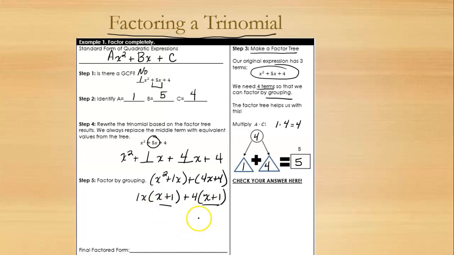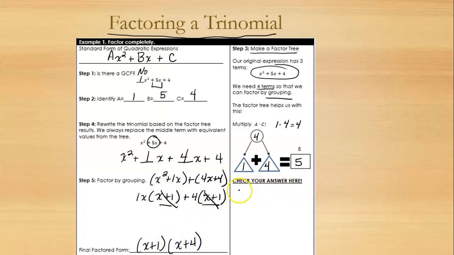Don't forget from last time we learned that the parentheses have to be the same for us to have done this correctly. If they're not, we have not done this correctly. We need to go back. But we can now finish factoring. The final factored form is, this is our common factor, x plus 1. That takes care of those 2, and I'm left with x plus 4.